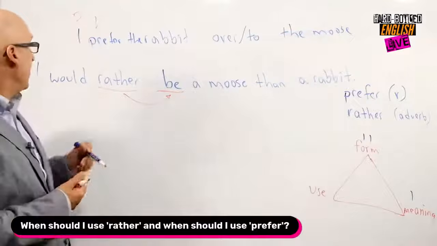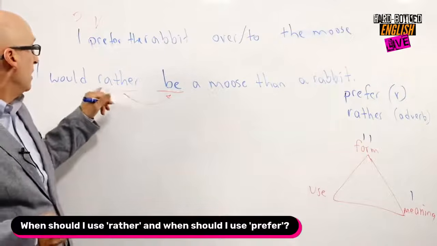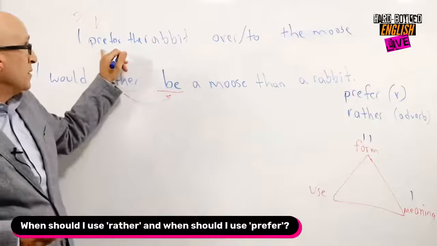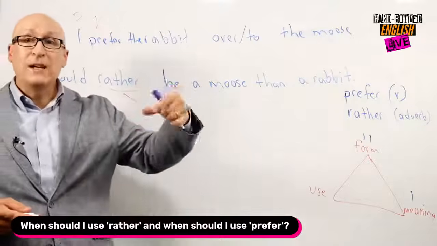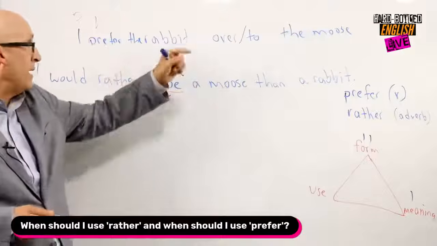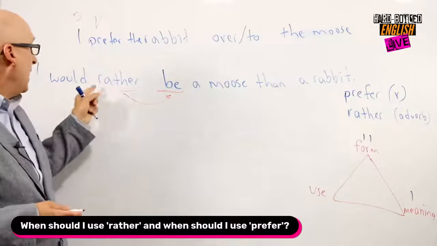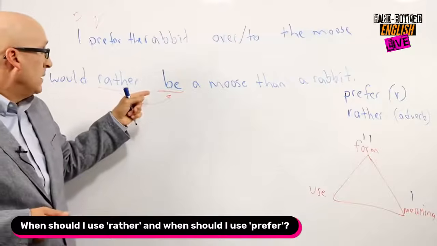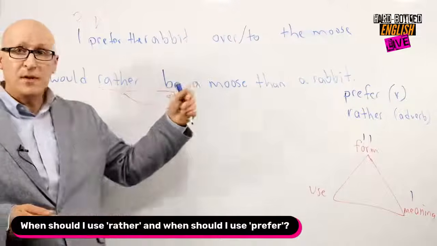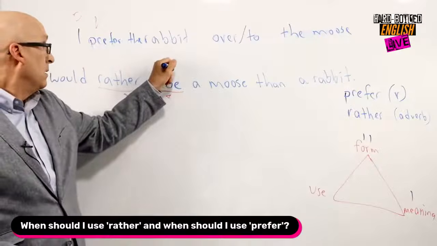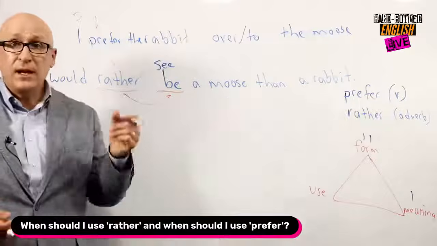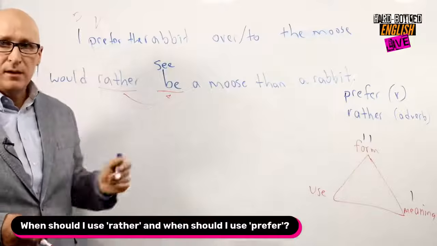Now let's change that idea to make it even more similar. So if you asked someone, which animal do you like more? Well, I prefer the rabbit over the moose. I would rather be a moose. I would rather see a moose or see a rabbit, right? It could be anything. It all depends on the verb you're using.